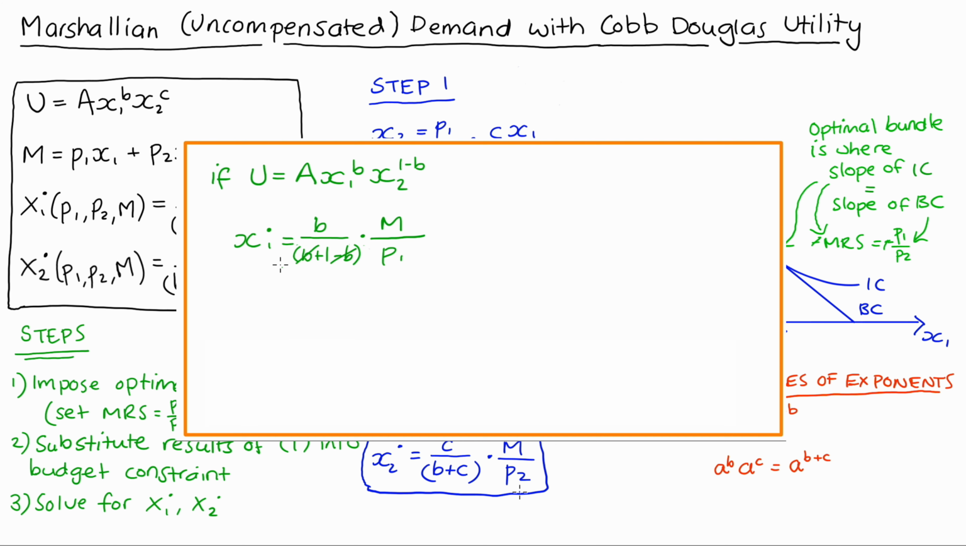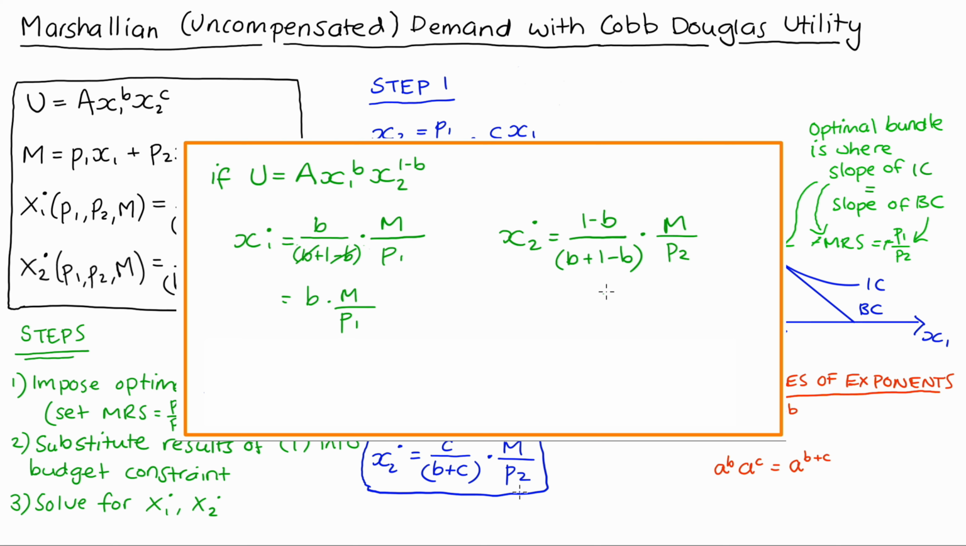So the B's cancel out and we get X1 star is equal to B times M over P1. So it's a simpler expression. It's kind of neater. For X2, we can do a similar thing. We found that the demand was equal to this here, but C now is equal to 1 minus B. So let me swap it out.